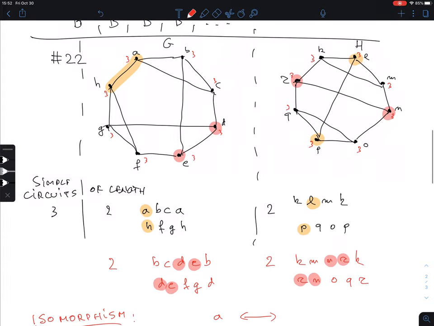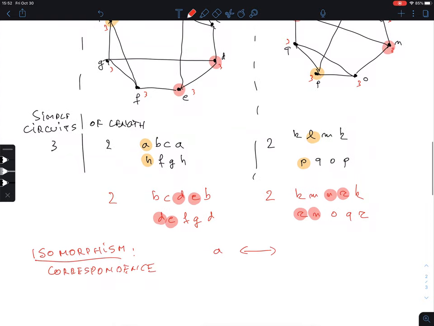Now, notice that H is very symmetric, and therefore it doesn't matter whether I check L or P, because I flip it over and get the other one. So if there is an isomorphism, it should not matter whether I send A to L or A to P. So I'm going to send A to L. This is my guess, right?